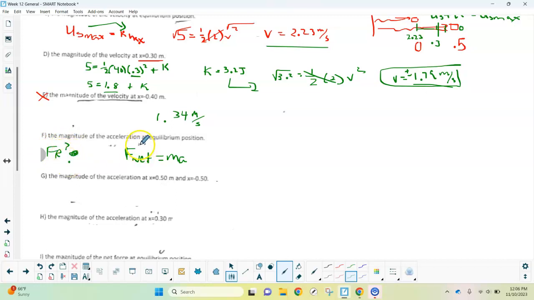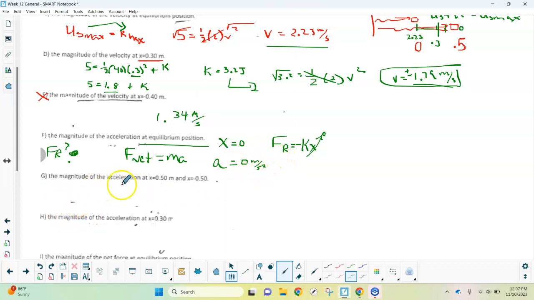So this says at the equilibrium position. Equilibrium position is x equal to 0, and then the restoring force equation again is negative kx. So if x equals 0, if that term goes to 0, the whole thing goes to 0. So the acceleration at the equilibrium position is 0. We've already talked about that, so that's not too groundbreaking, but hopefully that makes sense.